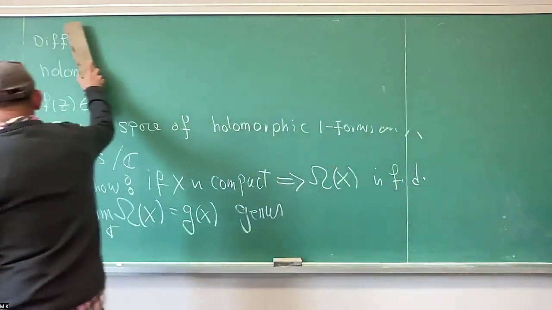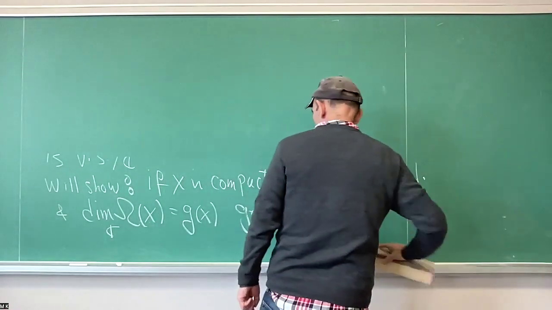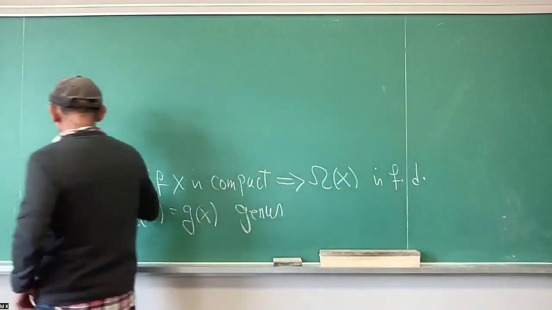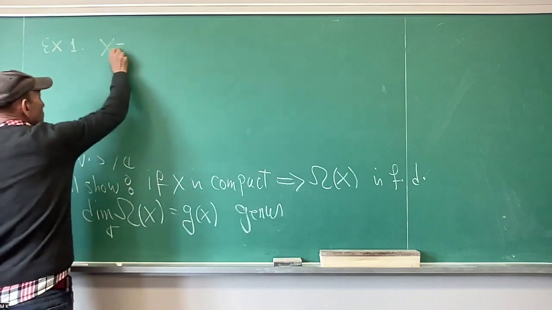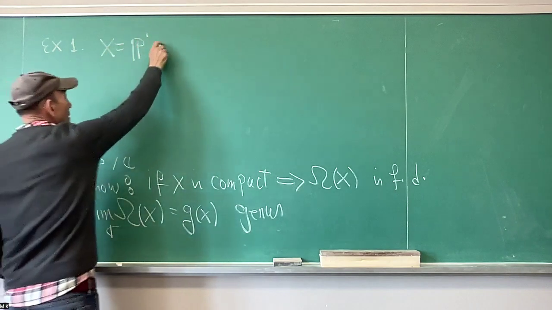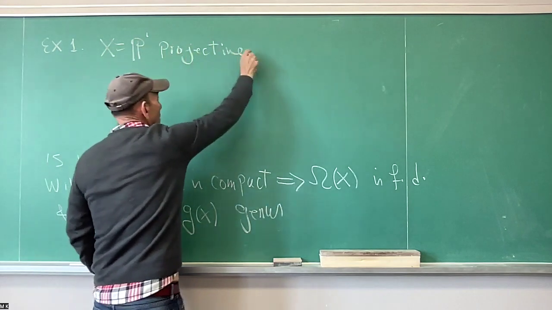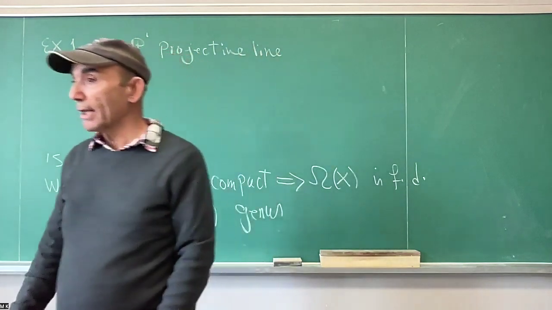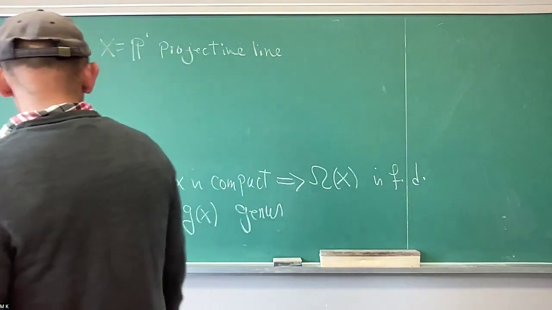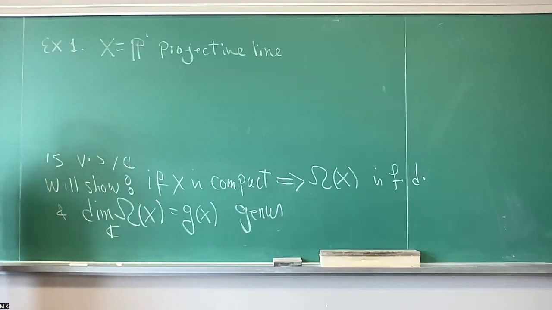Okay, so let's look at some examples of this phenomenon. Example 1. Let's take X equal to P1, the projective line. Dimension of omega of X over sigma? Let's see. This is C. Yes, complex numbers.